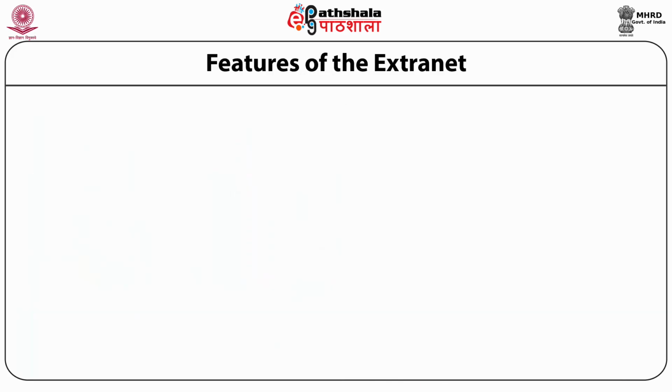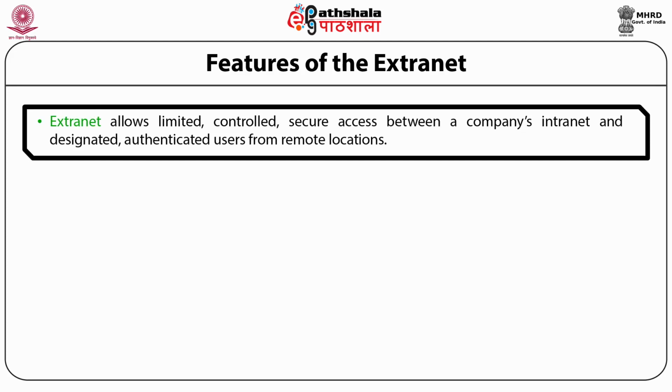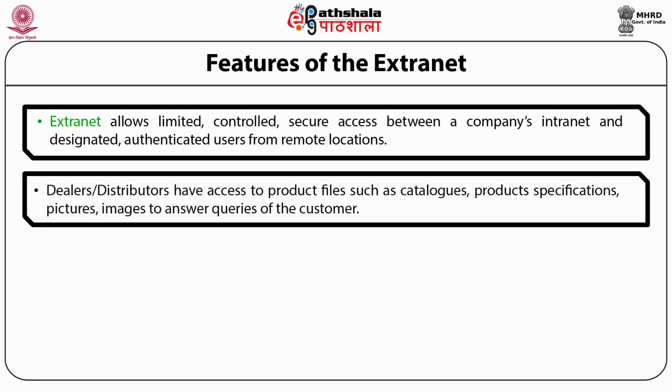Dear students, now let us look upon the features of extranet. Extranet allows limited, controlled, secure access between a customer's intranet and designated authenticated users from remote locations. Dealers and distributors have access to product files such as catalogs, product specifications, pictures, and images to answer queries from the customer.